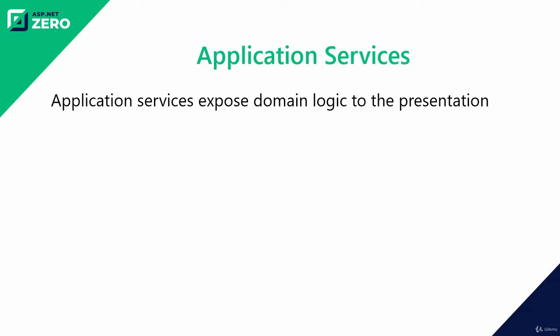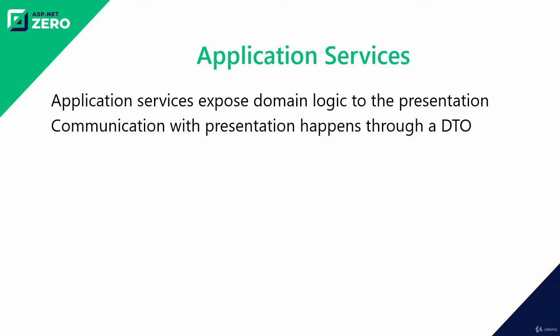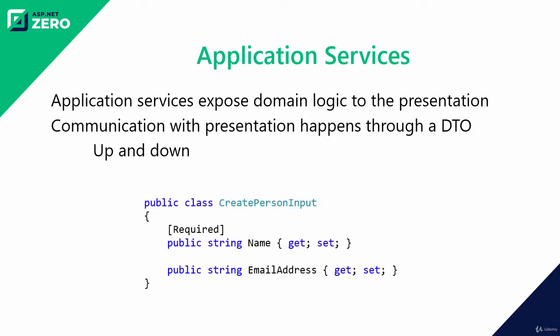Communication from the client to the server and vice versa over the API will happen, of course, using JSON, and it's vital that we only transmit the data that's actually required. For that reason, we'll create a DTO, a data transfer object that's specific to the operation at hand. Here in the snippet on the slide, you can see a class for the createPersonInput DTO, which will be used to capture the information when we create a new person instance.